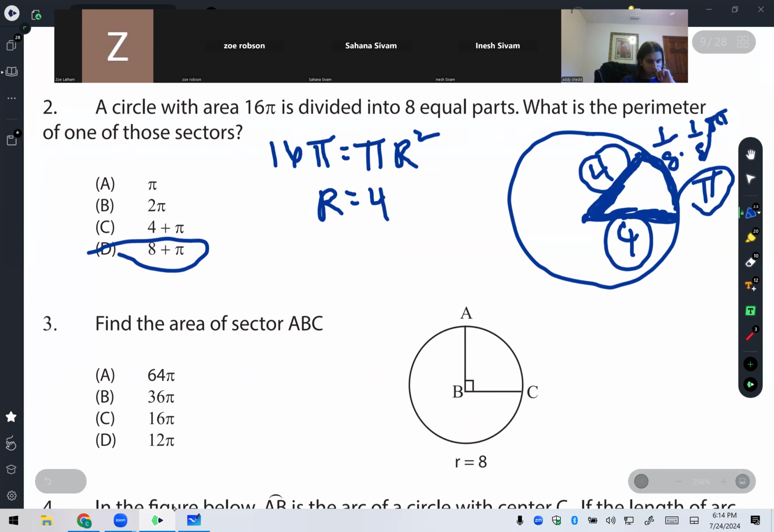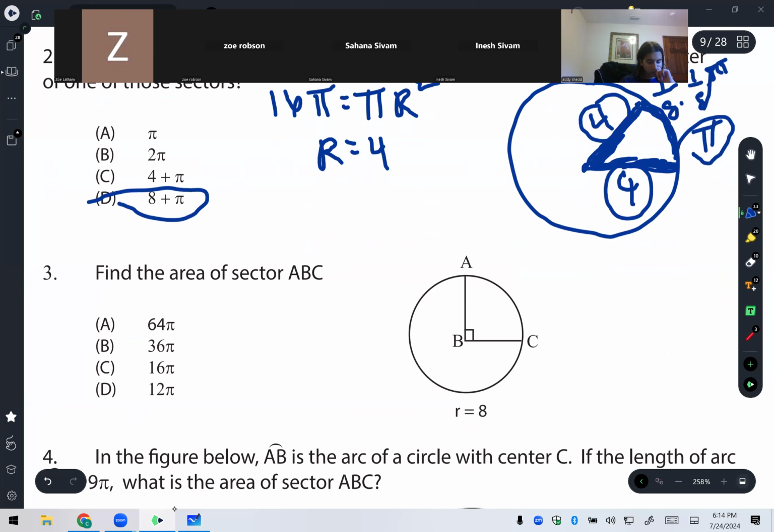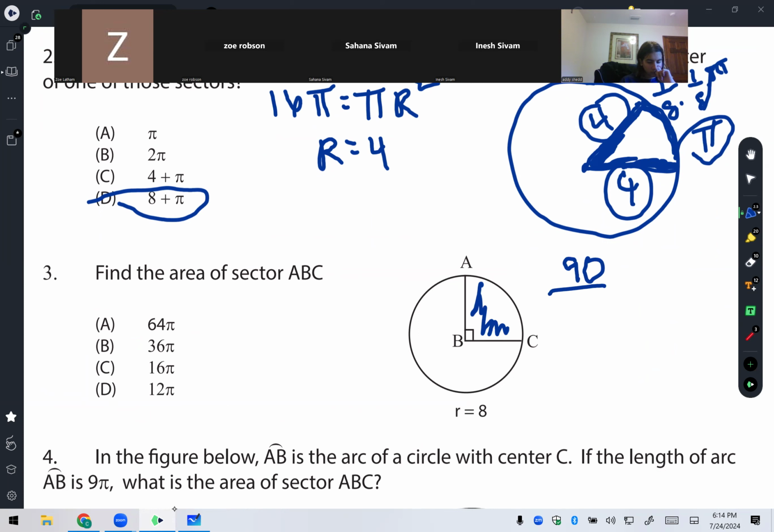Okay, everybody try this one. You're finding this area here. And you know that's 90 over 360. So try to beat me to the answer.